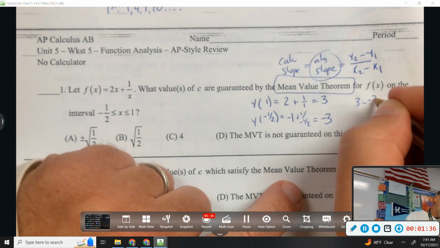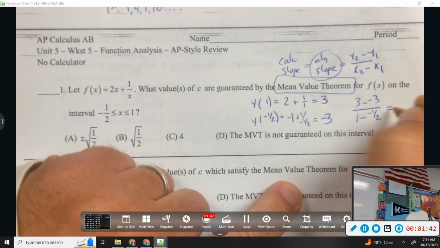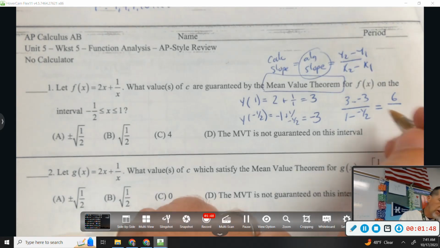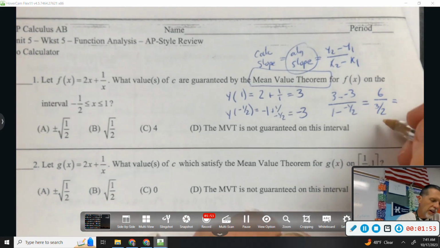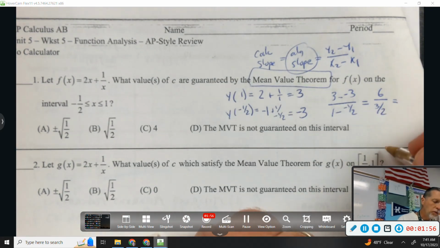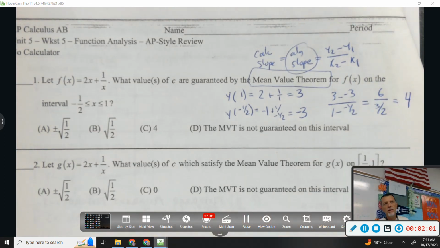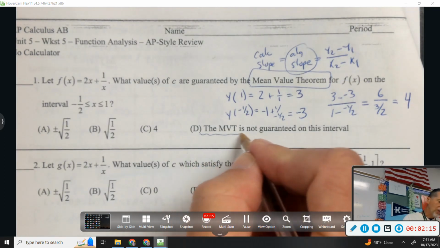So 3 minus negative 3 over 1 minus negative 1/2. So what is that? 6 over 3/2, which would be 6 divided by 1.5, or 6 times 2/3. However you want to get there, that'd be 4. So my algebra slope is 4. Now I need to take the calculus slope and set it equal to 4. And I'm guaranteed to get, oh, wait a minute. I'm looking at my answer choice here.